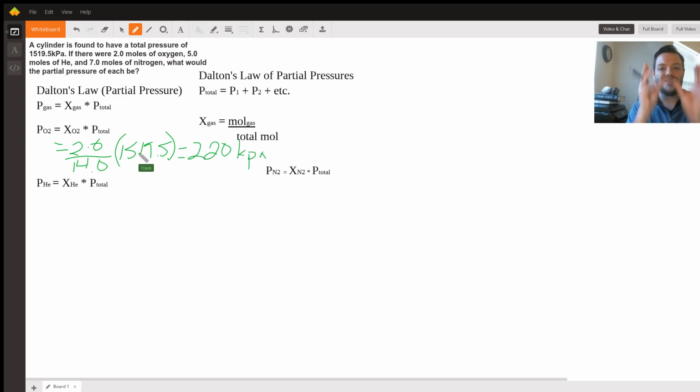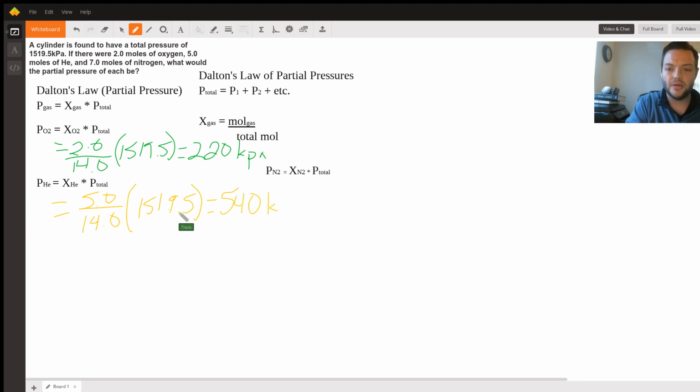If we apply this same process for helium, helium has a grand total of 5 moles in the container. Still has a total of 14 moles of gas combined, times 1519.5. And keeping it to 2 significant figures means that the partial pressure of helium would then be 540 kPa.